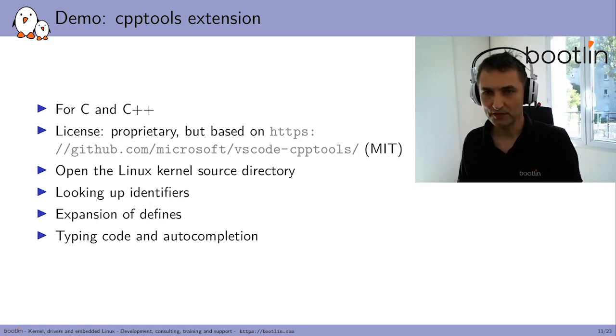Now I will demonstrate the CPP tools extension for the C and C++ languages. Once again, if you look at the interface and the description of the extension, you'll see that the license is proprietary, but once again based on MIT license code. So I will open the Linux kernel source directory, and then VS Code will propose to install the plugin, which I will do. And then I'll show you the features of this plugin. First, looking up identifiers, as I would do in Elixir, testing the expansion of defines, and also starting to type code and try auto-completion as proposed by the IntelliSense mechanism.